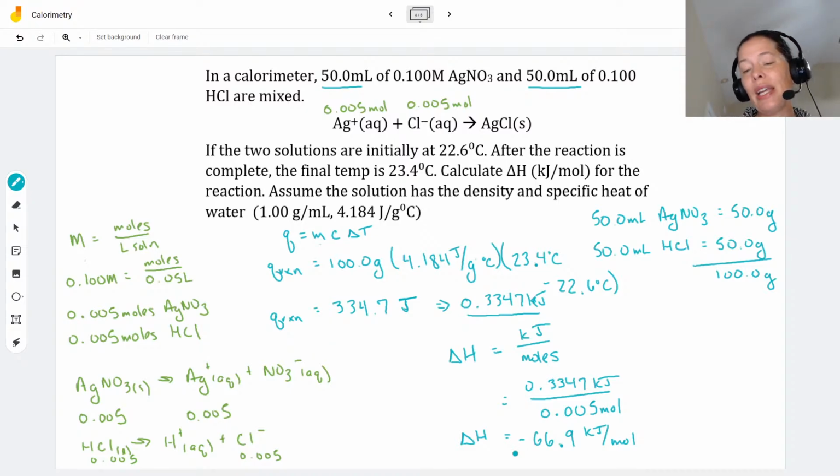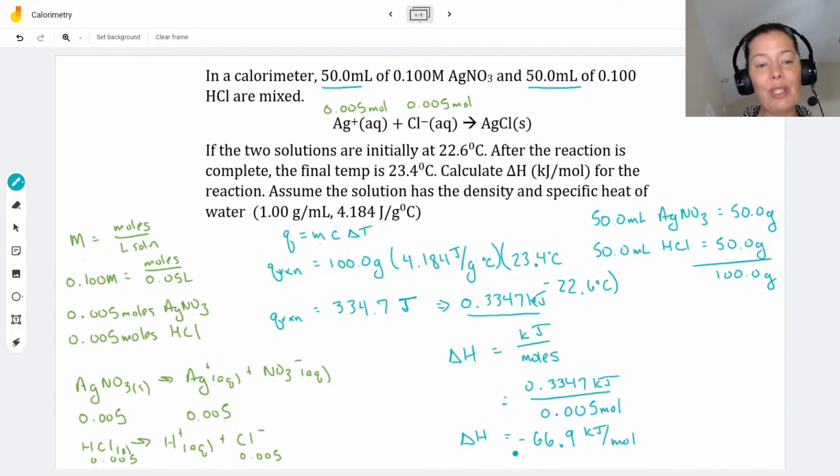which means I need to put a negative in front of this delta H. Again, for these sign conventions, wherever possible, I like to push that to the very end and not worry about it until I've done all my calculations. And then I think, okay, is this an exothermic or an endothermic reaction?